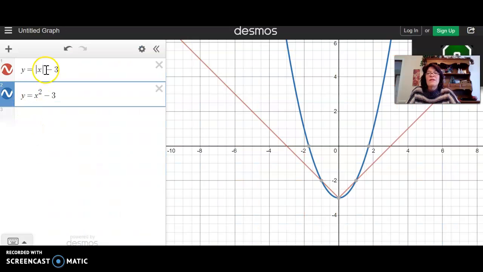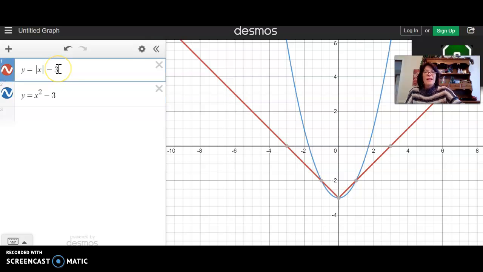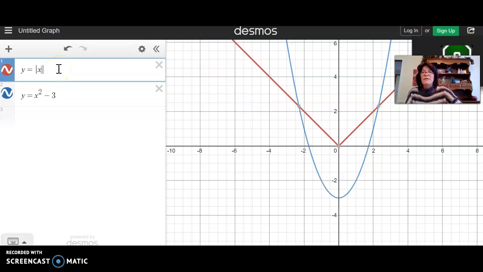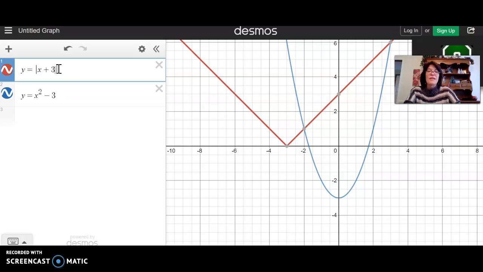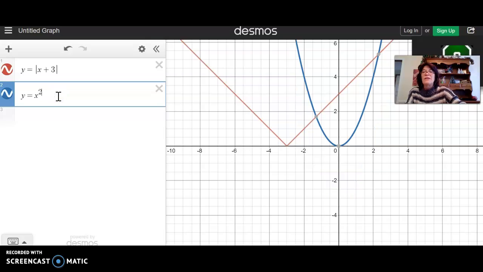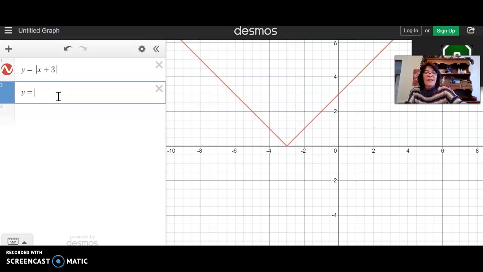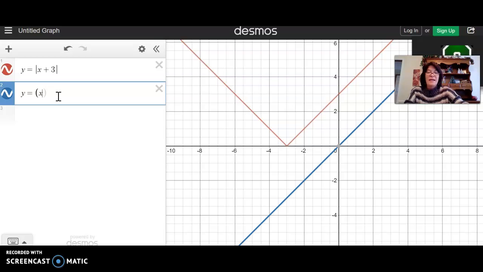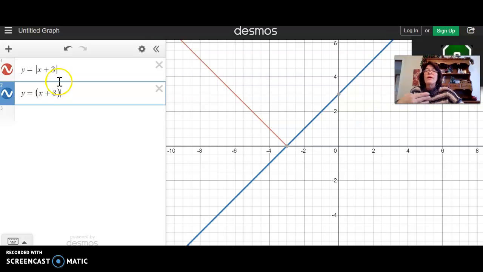Okay, I'm going to go to Desmos and remind you that if we have an x plus 3, look what it did. Shifted that 3 to the left. Well, the same thing's going to happen here if I have in parentheses x plus 3 and then I square that.